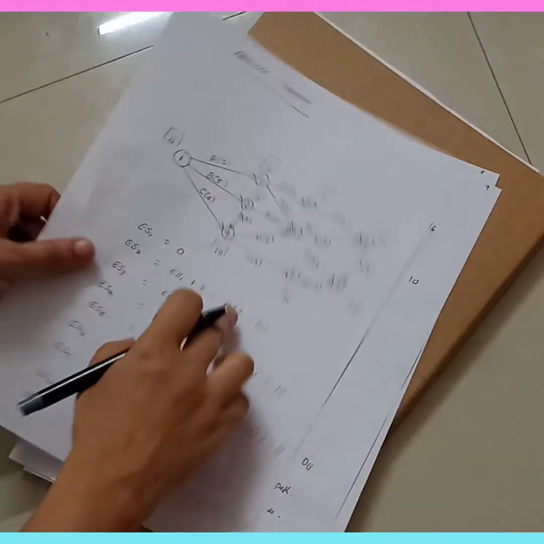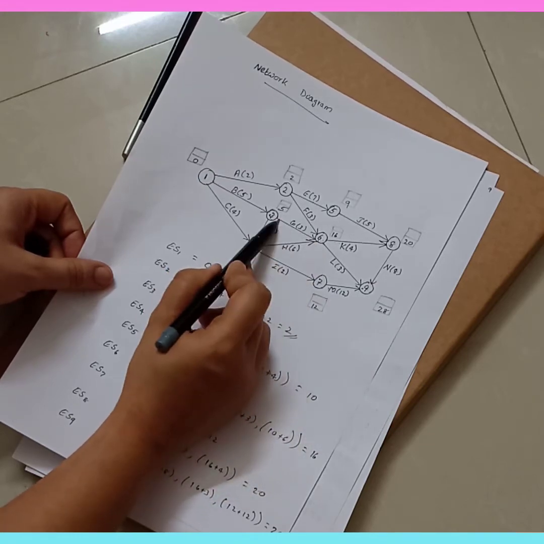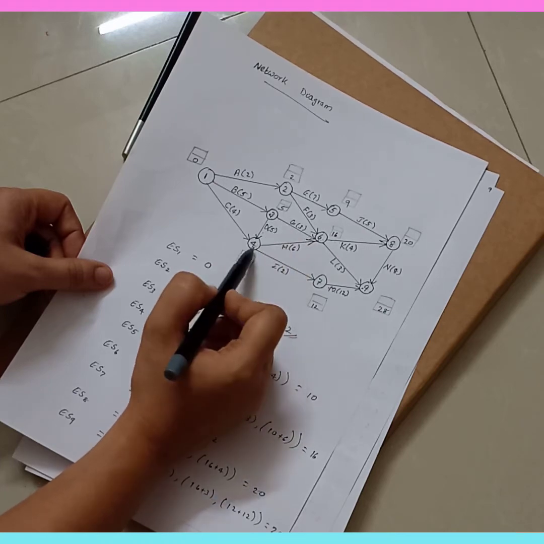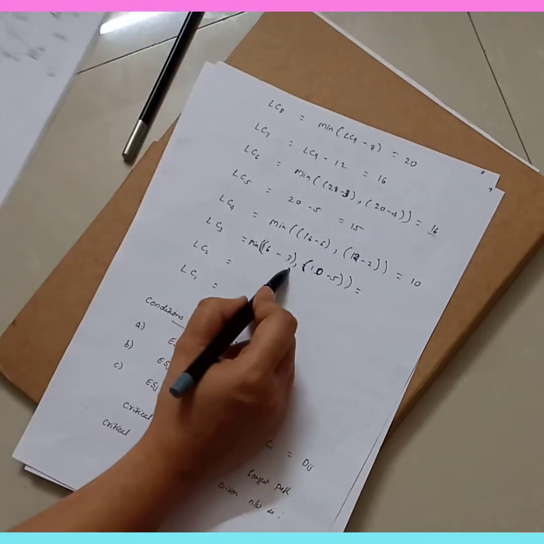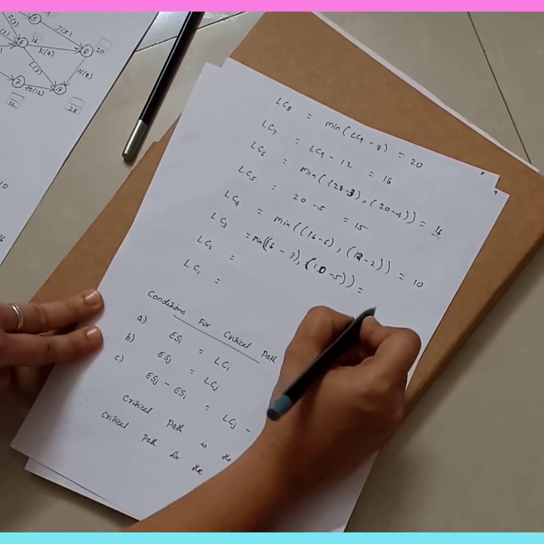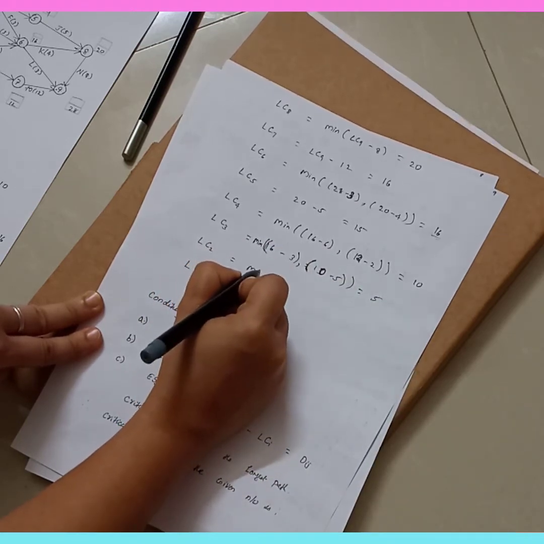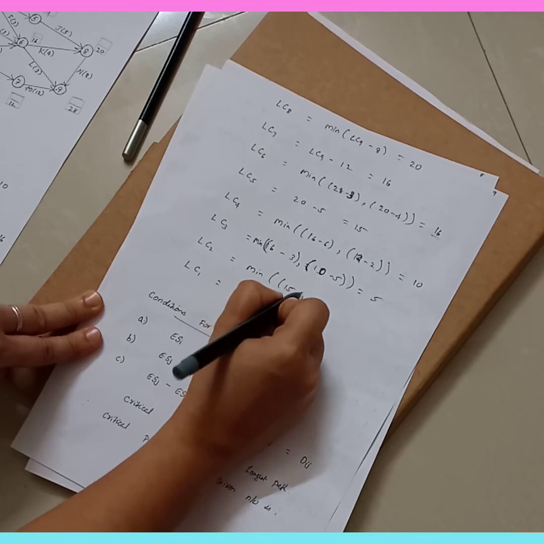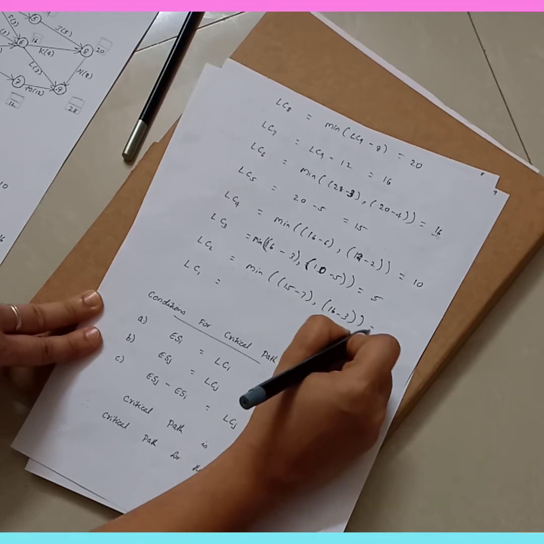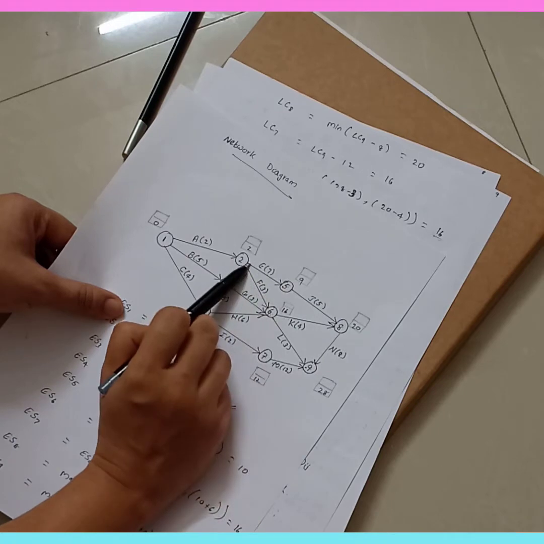In case of the 3rd node, you have two activities, one coming from 6 and one coming from 4. So LC6 minus 3 and LC4 minus 5. So you will get 16 minus 3, comma, 10 minus 5. The minimum of that will be 5. Then LC2 is minimum of 15 minus 7, comma, 16 minus 3, which is equal to 8. Why? Because in case of 2, you have two activities, one from 5 and one from 6.